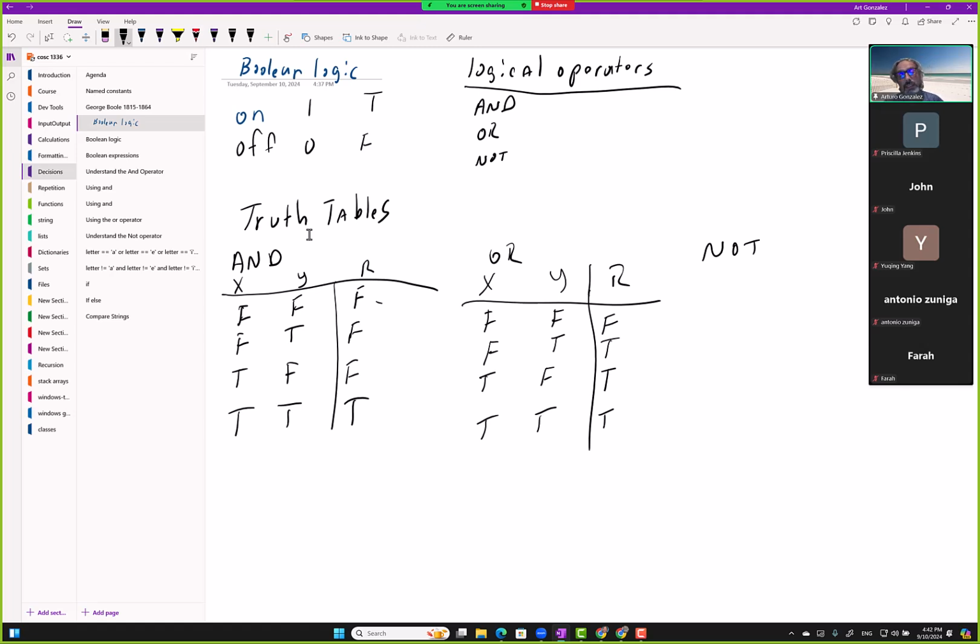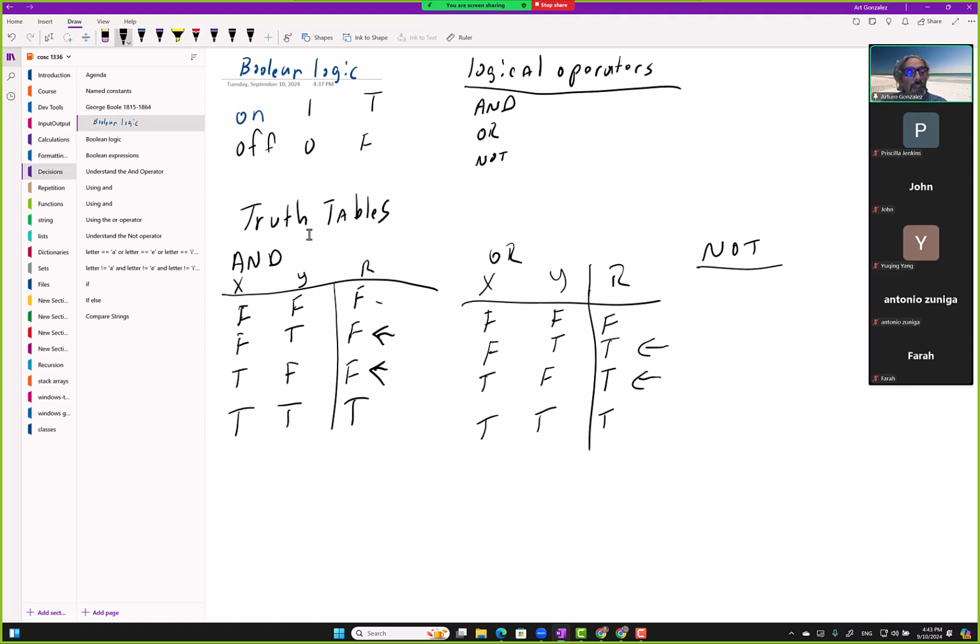So notice the difference between AND and OR. In AND, both of them have to be true for the result to be true. And in OR, if both are false, then the result is false. So they're opposite. If one of the inputs is false in AND, then the result is false. And for OR, if one of the inputs is true, then notice the result is true. So it's the opposite of each other. If you can register that to memory, then you won't have any issues with logic in the future.